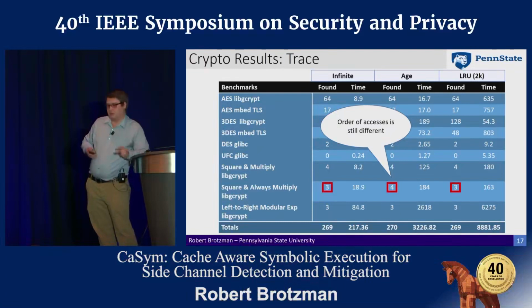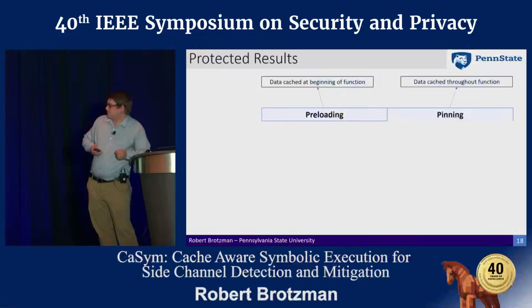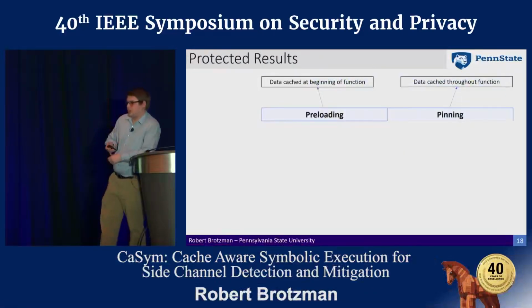So it's only a couple of memory accesses apart, so they're actually both going to be cached, and it's going to be indistinguishable. And our infinite model reports the same as our LRU model. We're also able to verify the absence of side channels, so we introduced two primitives, preloading and pinning.